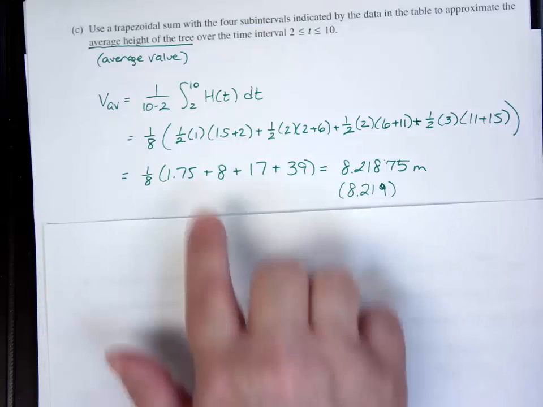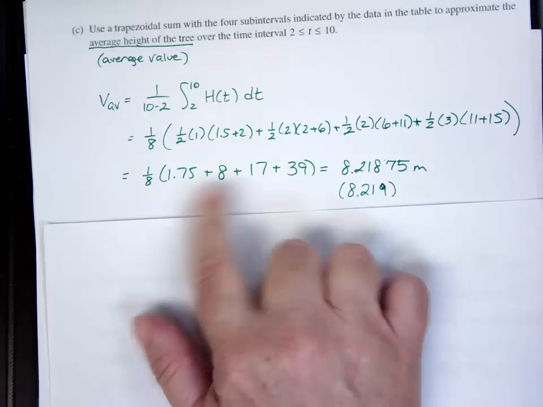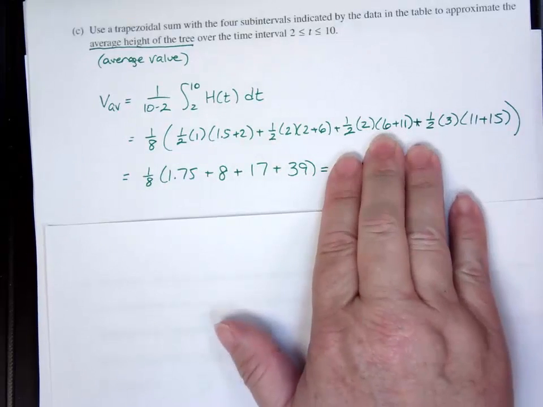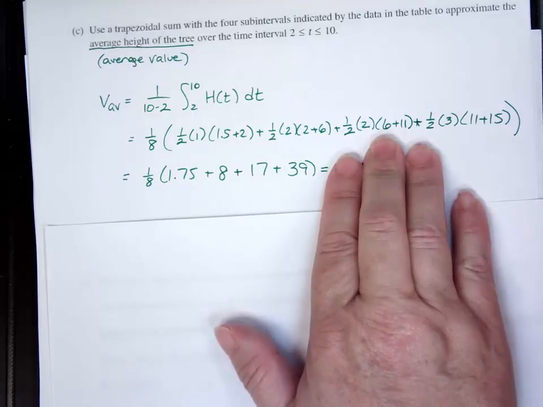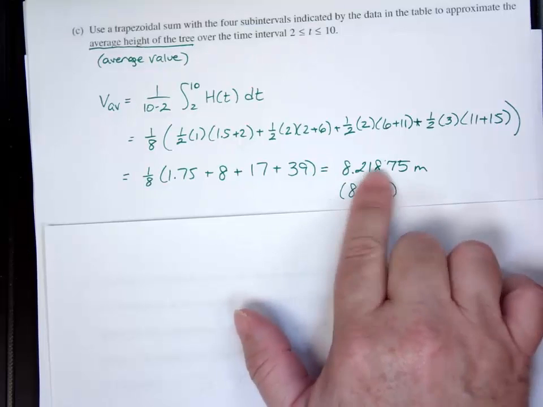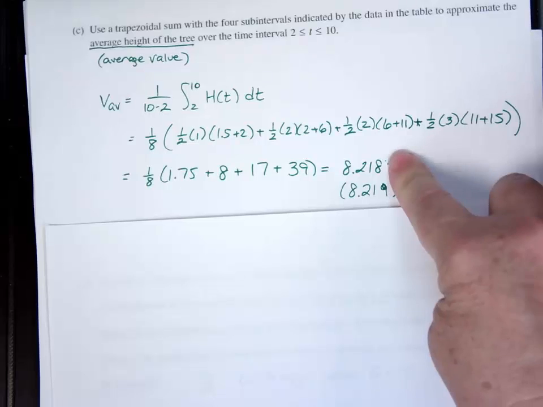So if you clean it up here, you get these values for each of the trapezoids, and then divide by 8, and that's a lot of math. I would stop right there if anything else, because you don't have a calculator at this point. That's a legitimate answer. But if you go on, you get 8.21875 is what it exactly comes out to be. So you can do either 8.218 or 8.219.